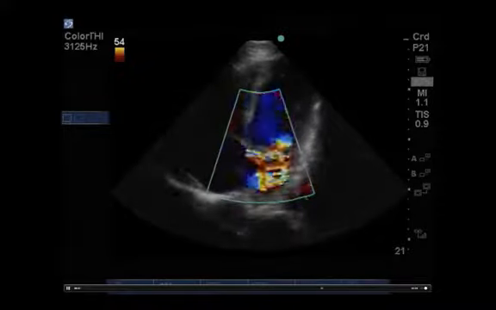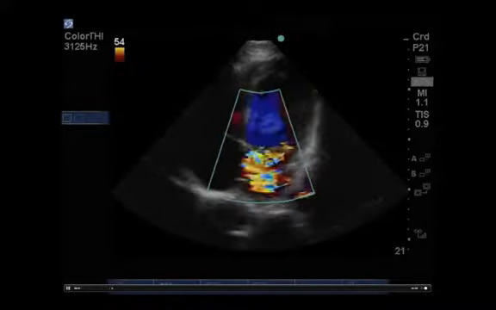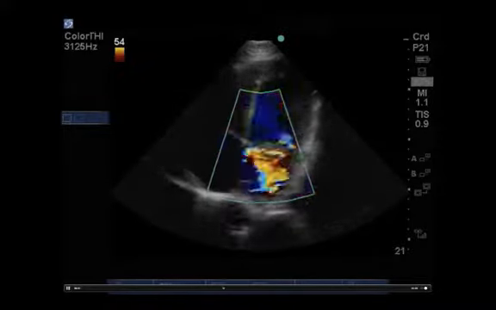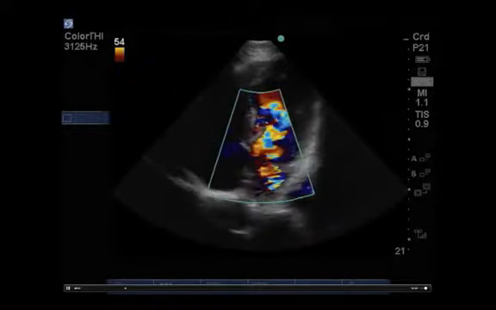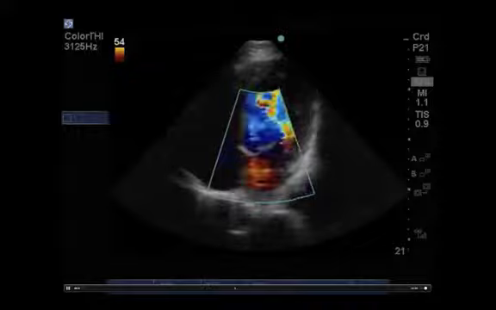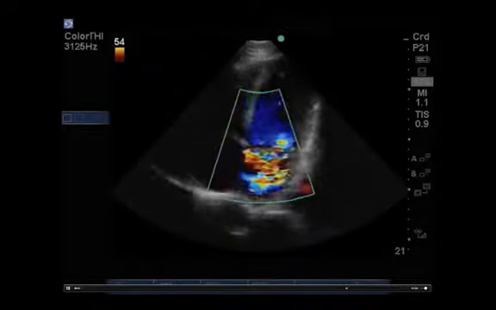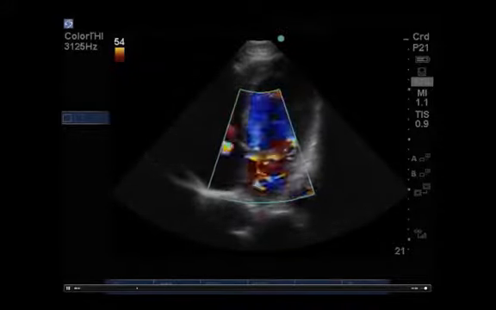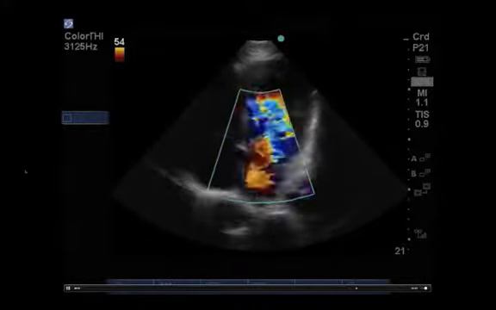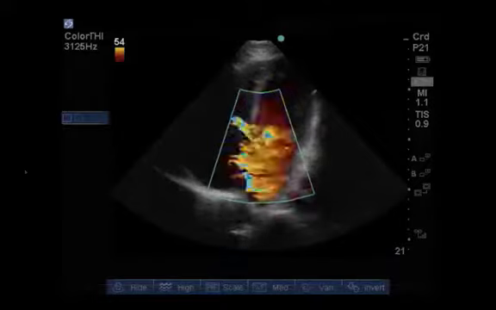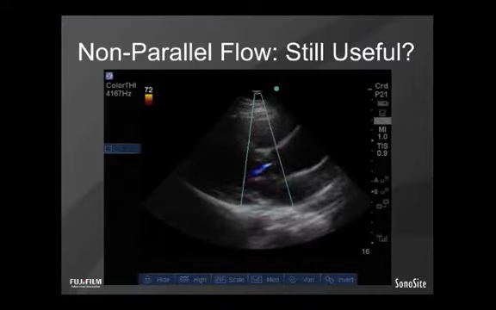Of note, this color box is probably a little too large. In general, when evaluating a valve, you want to cover the affected valve and the receiving chamber when evaluating for regurgitant lesions. So in this case, we could narrow the size of the color box and just cover the valve and the left atrium. We'll talk a little bit more about that technique a little bit later.